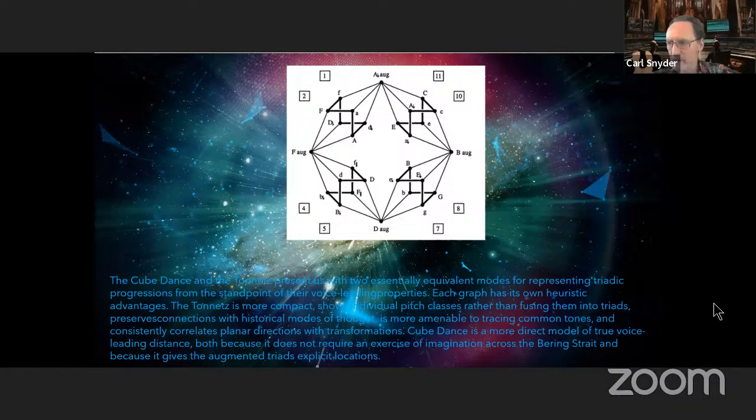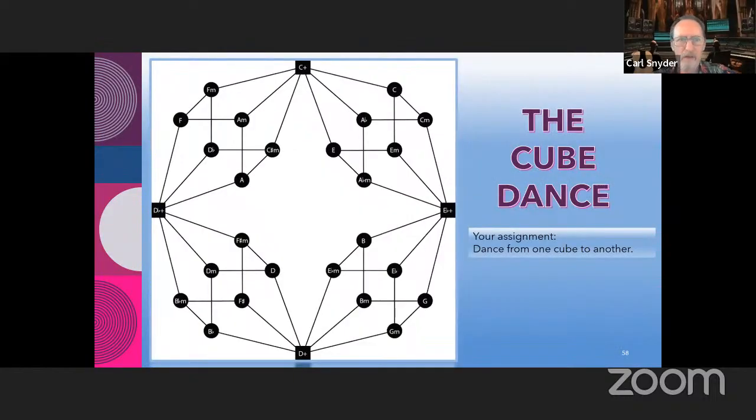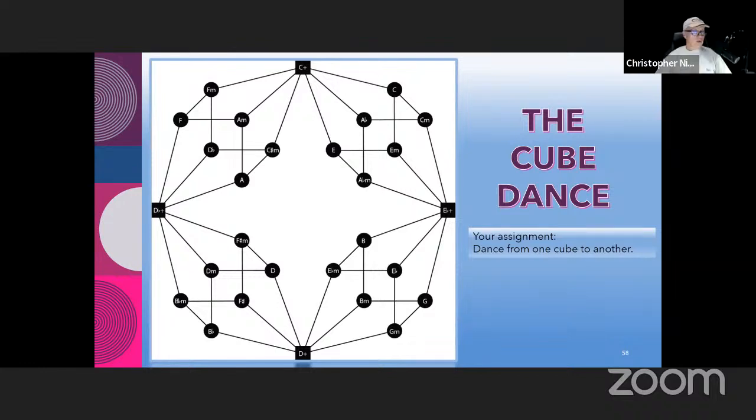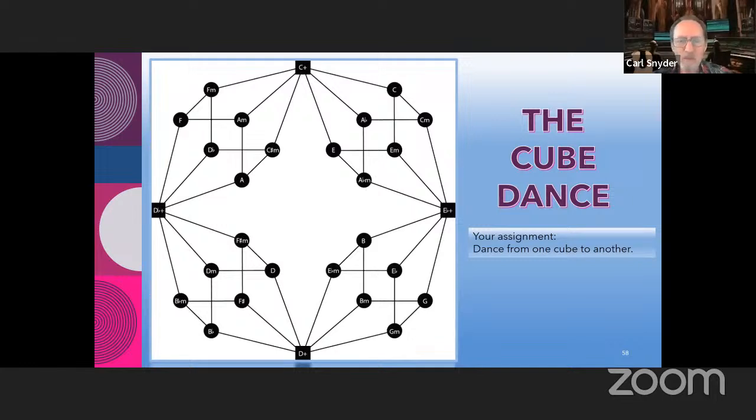Right. And there's your assignment. Do something with it. So the idea is around the cube dance portion as opposed to the other pieces of this, or the Tonnetz, if you will. Yeah, very interesting. Explore it. See what happens.